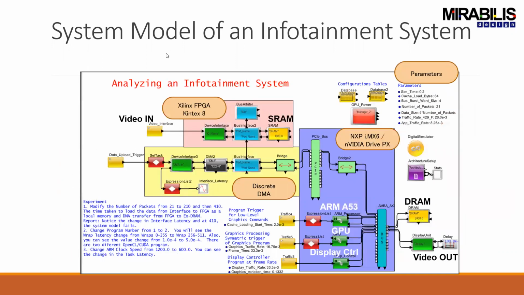This is the system model representation of the infotainment system. Here we can see the video interface. The video packets are being sent, and through the bus they go to the SRAM. Once stored, we have the DMA engine, which is going to read from the SRAM and go through the bridge to the PCIe and through the AXI to the DRAM. Here we also have different subsystems, that is the ARM Cortex A53 core, the GPU module, and the display controller. Once the processing is done, the display controller is going to read from this DRAM and write it out to the display unit.